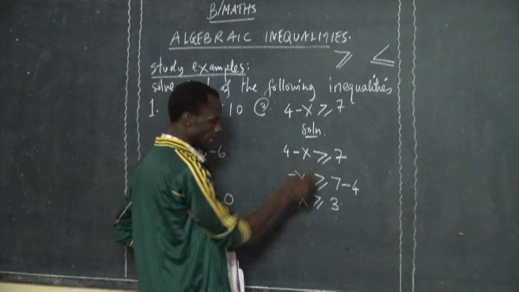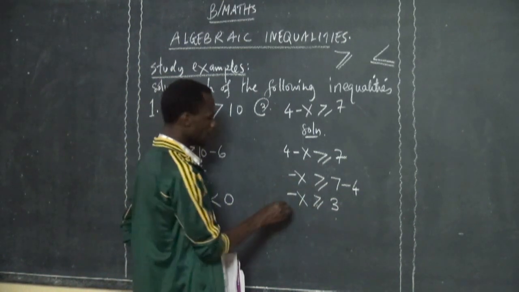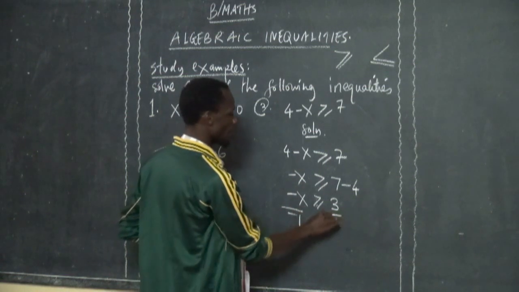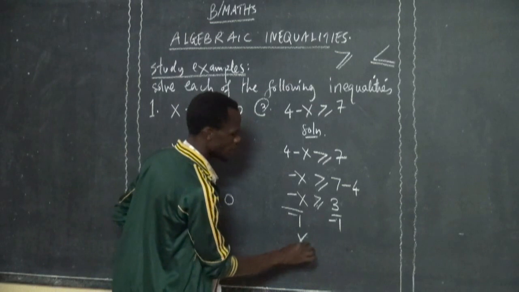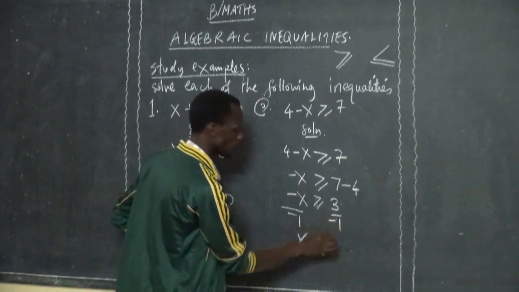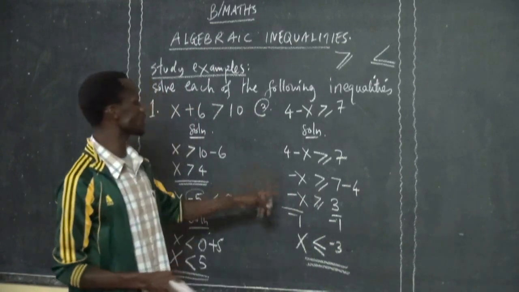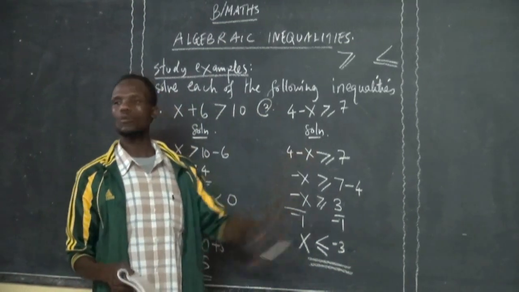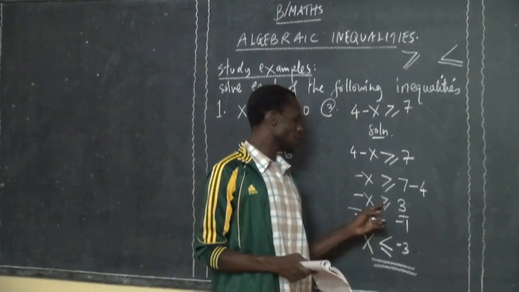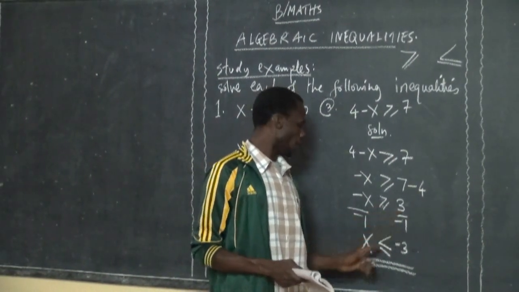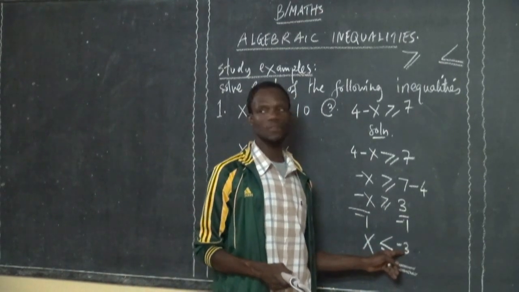This is greater than or equal, but now you change it. If you divide by negative 1, this sign changes. Now it becomes x is less than or equal to negative 3. If an inequality involves a negative and you divide by a negative, the sign will change. It was greater than or equal to 3, now it is x less than or equal to negative 3. That is how differently you do it.